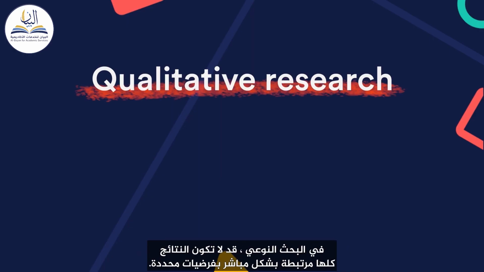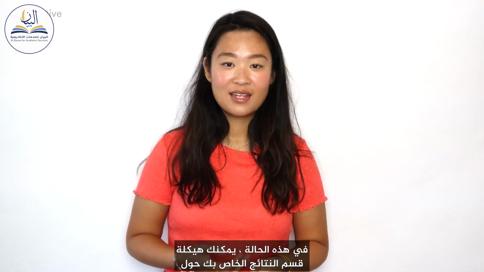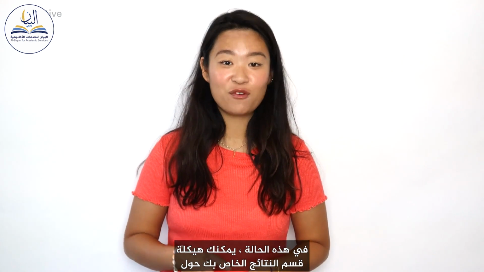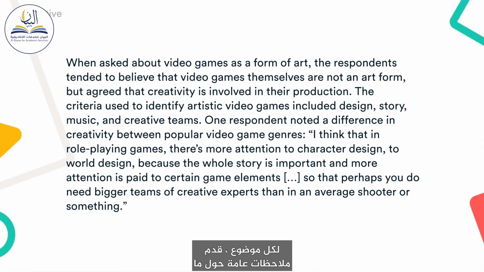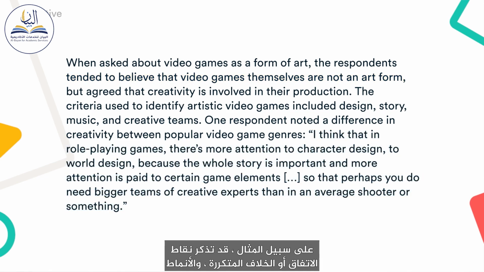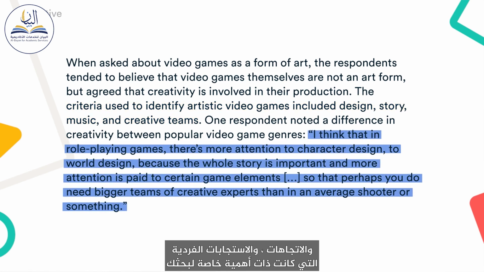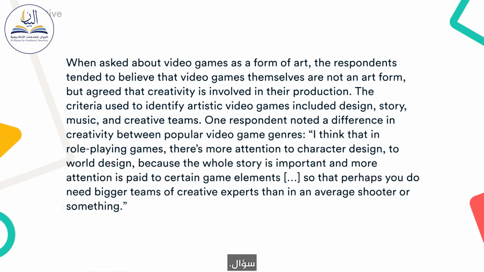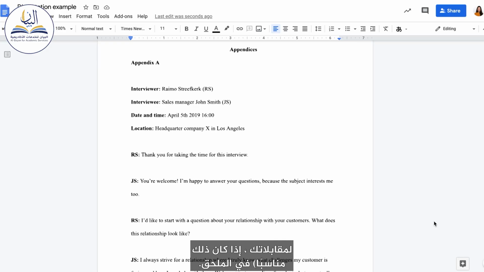In qualitative research, the results might not all be directly related to specific hypotheses. In this case, you can structure your results section around key themes or topics that emerge from the analysis of the data. For each theme, make general observations about what the data showed and present relevant quotations. For example, you might mention recurring points of agreement or disagreement, patterns and trends, and individual responses that were particularly significant to your research question. Further information, such as full transcripts of your interviews, can be included in an appendix.